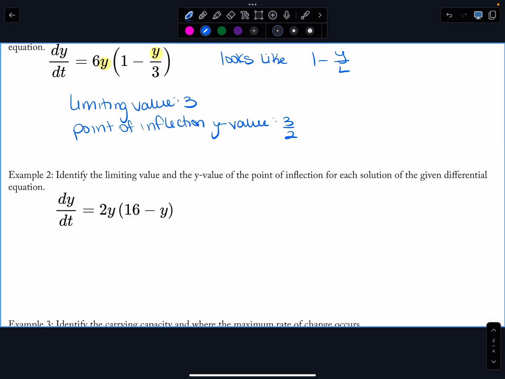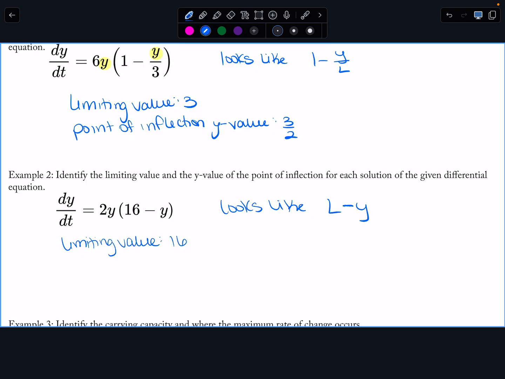When I look at my second one, it looks like the L minus Y form. If I look at my two equations, it looks like the L minus Y. So what's my limiting value? Limiting Y value is 16, so the point of inflection Y value is half of that, which is 8.